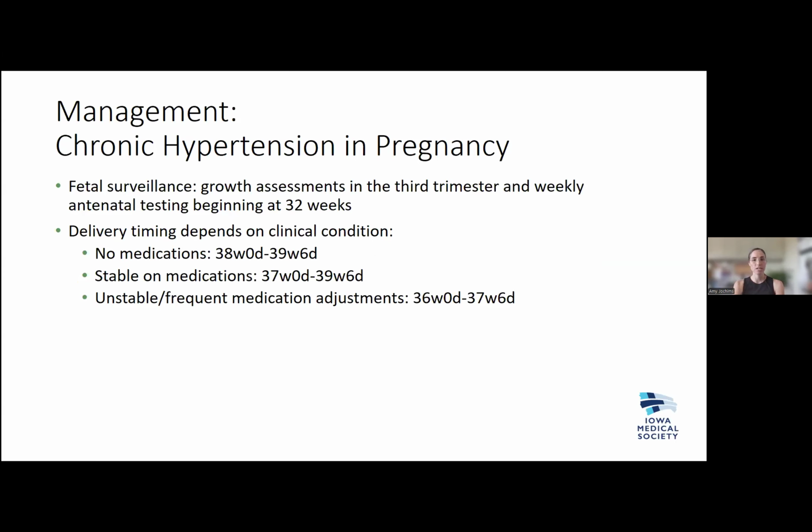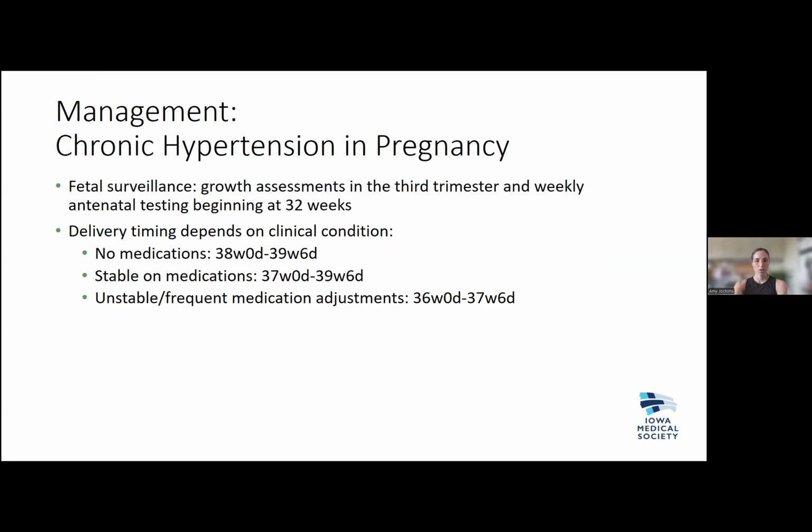Management of chronic hypertension in pregnancy. So fetal surveillance: you're going to get growth assessments on these babies in the third trimester and weekly antenatal testing. They have an increased risk of placental insufficiency and issues with the placenta that can lead to growth restriction, abruption, and other problems such as that. Delivery timing just depends on the clinical condition.